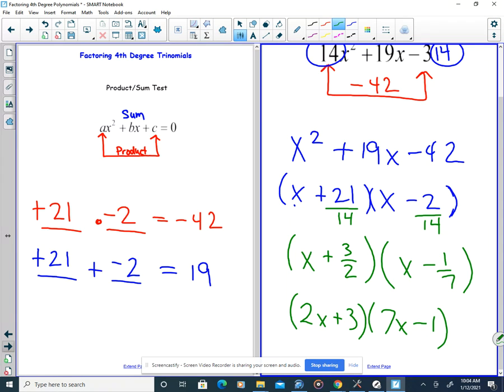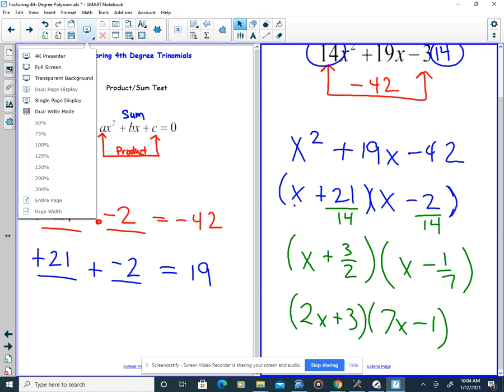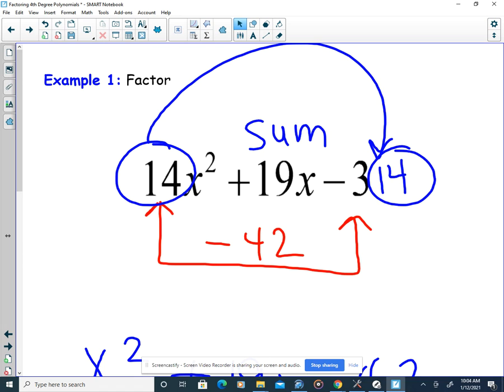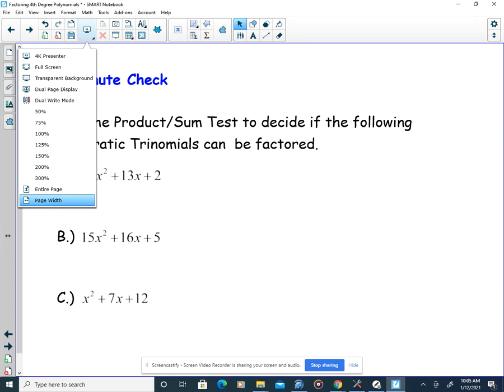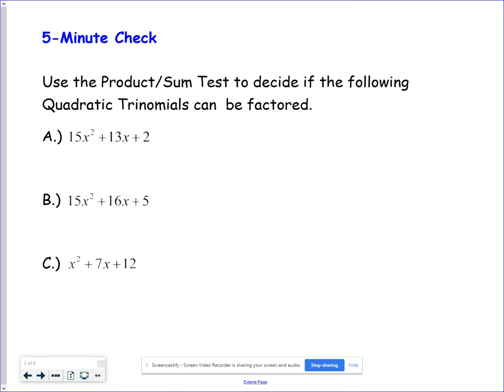So this was just a review of factoring a quadratic trinomial. We're going to use a similar concept to factor a fourth degree trinomial. But before that, I just want to make sure you understand what's going on. I want you to try this 5-minute check here. Pause the video and take as long as you need to answer these questions. It says use the product sum test to decide if the following quadratic trinomials can be factored.